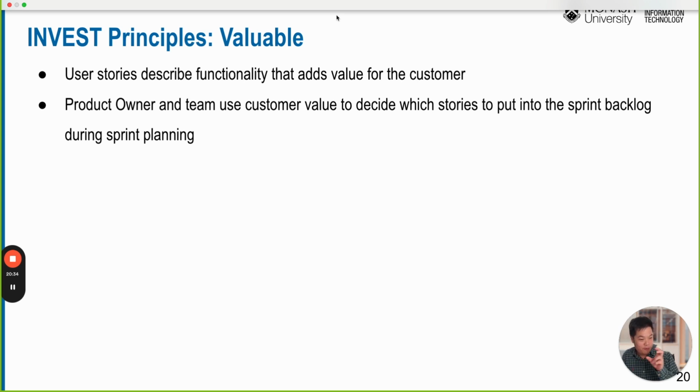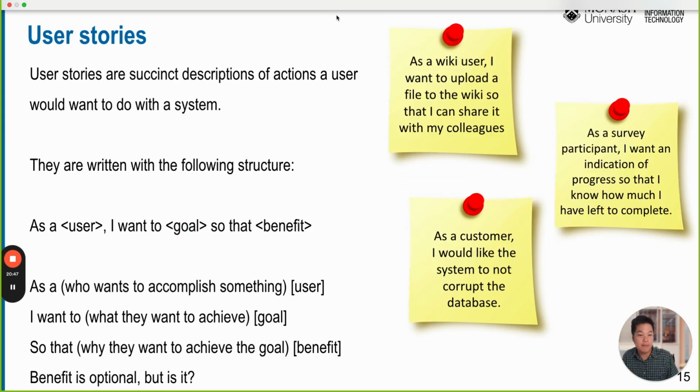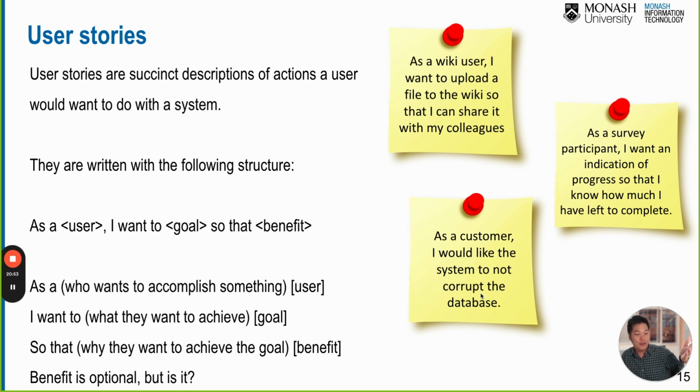Valuable. The user story should describe the value to the customer, otherwise that feature would not be a highly valuable user story. An example is this one: as a customer, I would like the system to not corrupt the database. What is the value here? It doesn't describe anything, so this is not a good one.